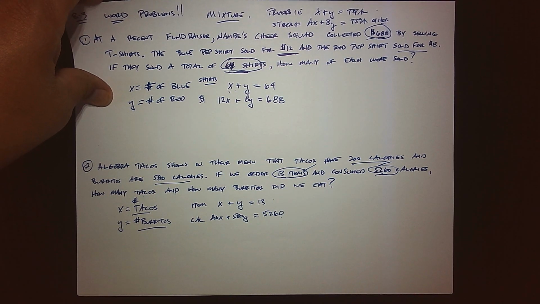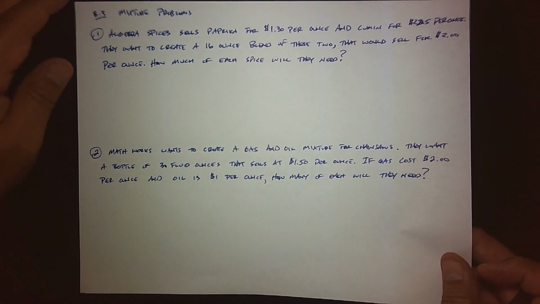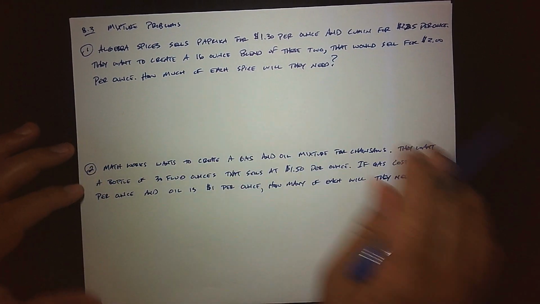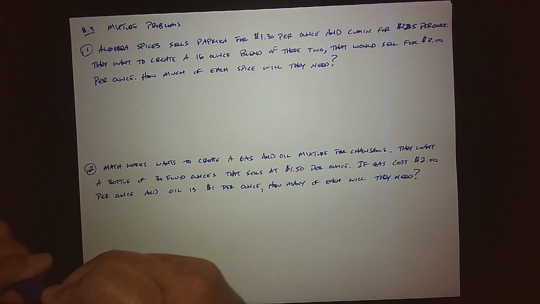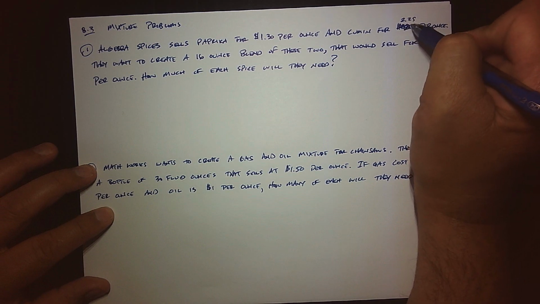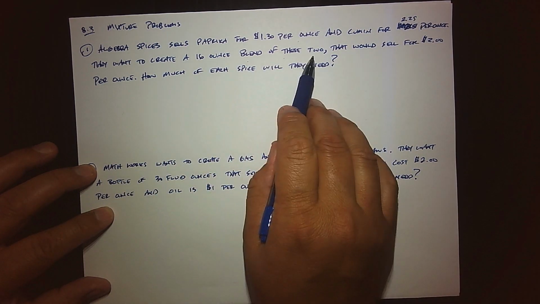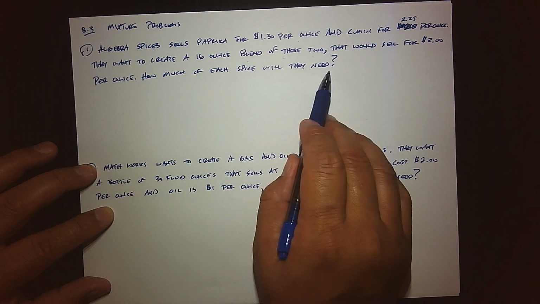All right, taking a look at some tougher ones. We'll solve those a little later. So the next one, we're going to put a spice together. Paprika sells for $1.30 per ounce, and cumin sells for $2.25 per ounce. They want to create a 16-ounce blend of these two that would sell for $2 per ounce. How much of each spice would they need?